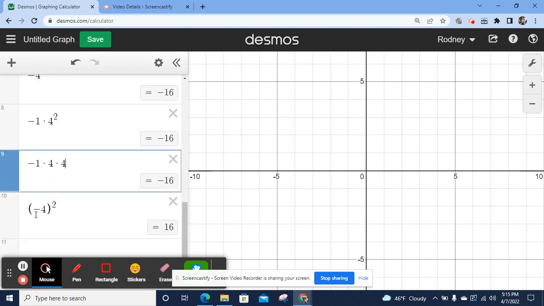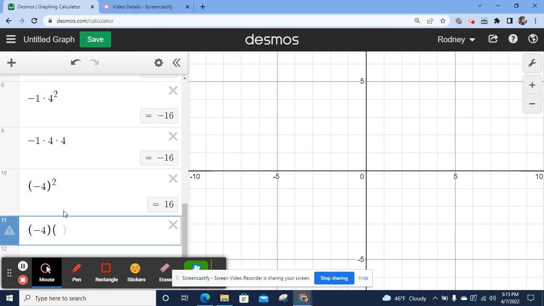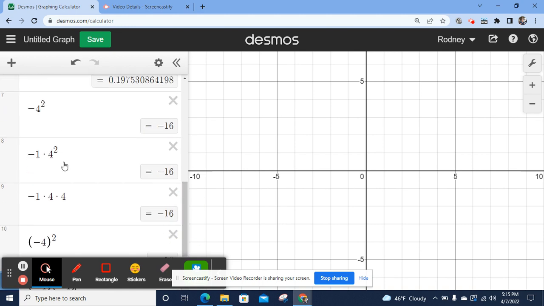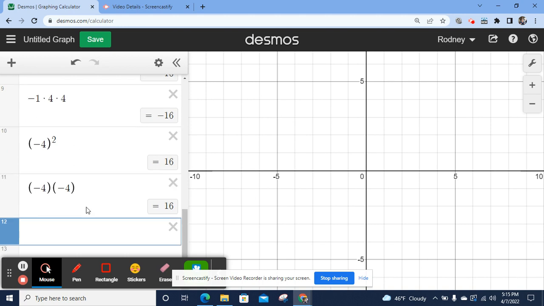On the other hand, if I put the negative inside the parentheses, then I'm squaring the whole negative number, and that would end up being negative 4 times negative 4. And when you multiply a negative times a negative, you get a positive. So negative 4 times negative 4 equals 16. This won't matter as much if the exponent you're using is an odd number. But it will matter, especially if the exponent is an even number, because you're going to get different answers. And I'll show you what I mean by that.